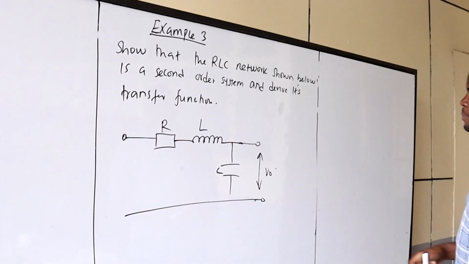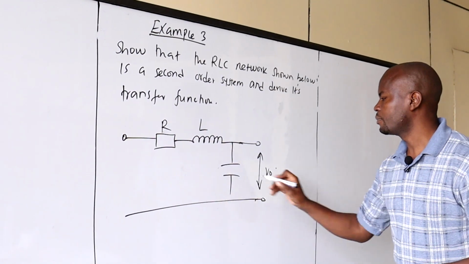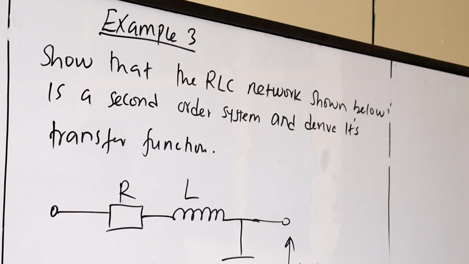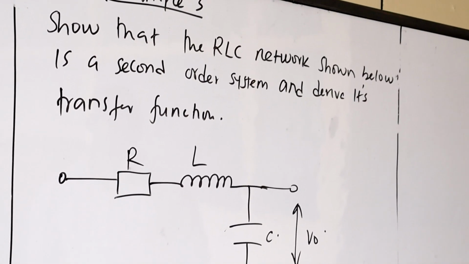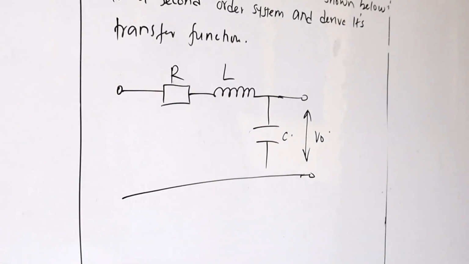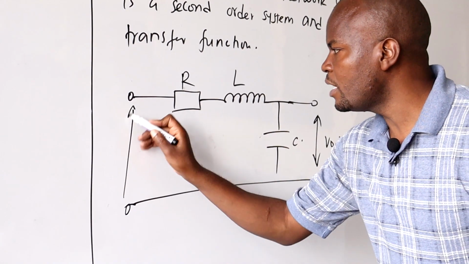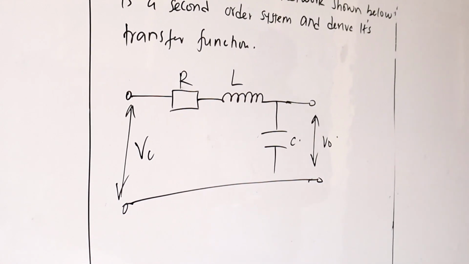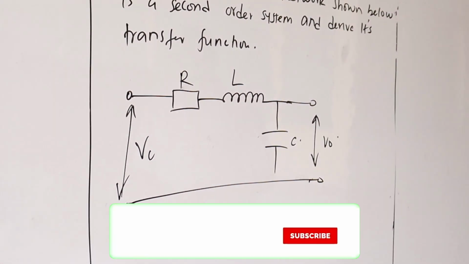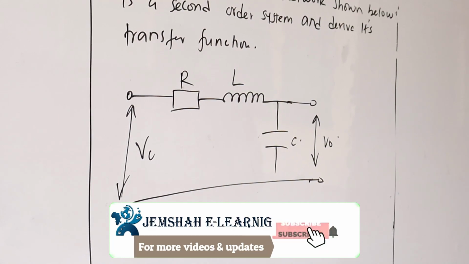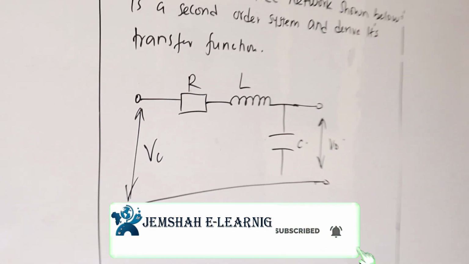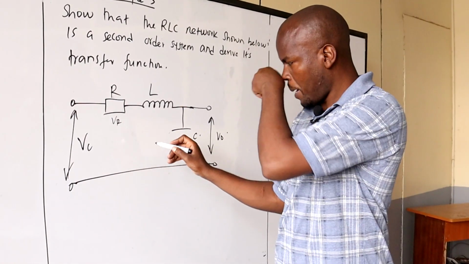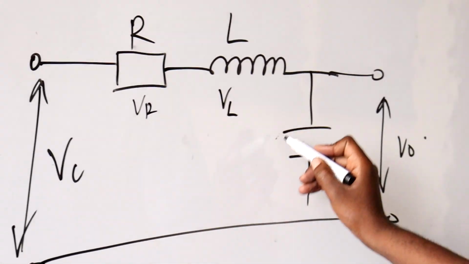So we can look at another example of a system, and the equation is there. Show that the RLC network shown below is a second order system and derive its transfer function. If you get the transfer function, then that will tell you whether it is a second order or a first order. Of course, a second order will have the second derivative in the differential equation. So just the same way that we were doing before, we can have a voltage drop at that point, VR, a voltage drop at that point, VL, and a voltage drop at that point, VC.